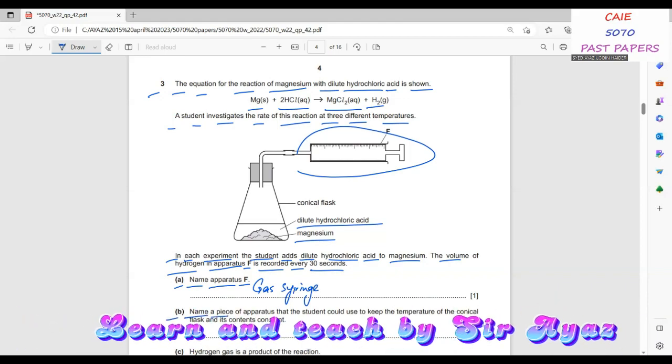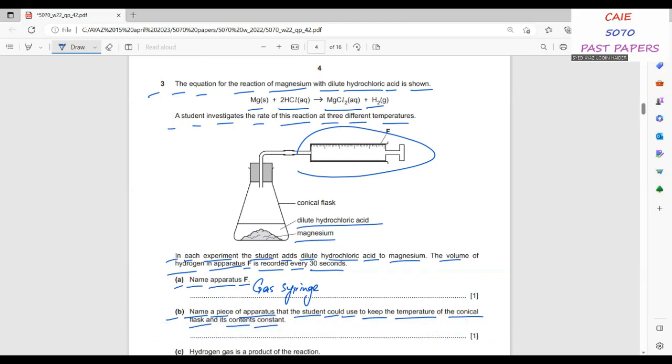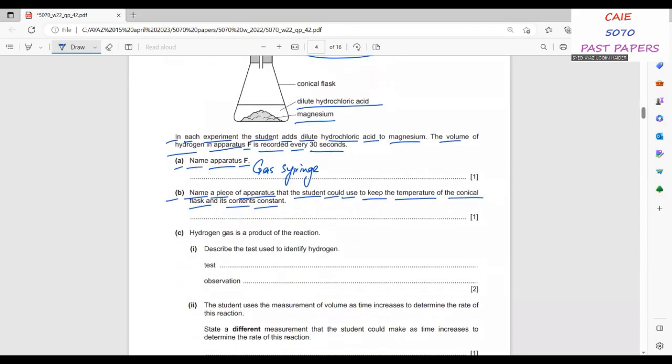B, name a piece of apparatus that the student could use to keep the temperature of the conical flask and its content constant. Can use thermostatically controlled water bath.